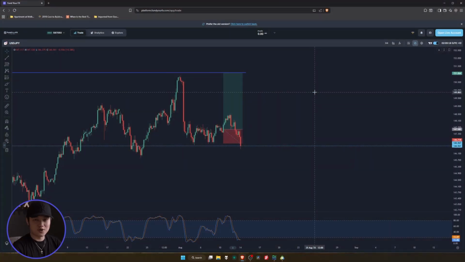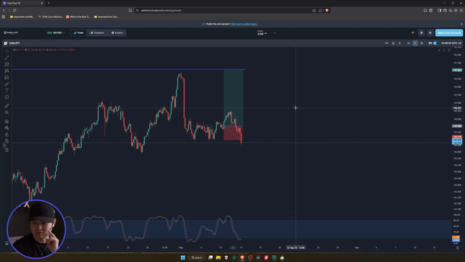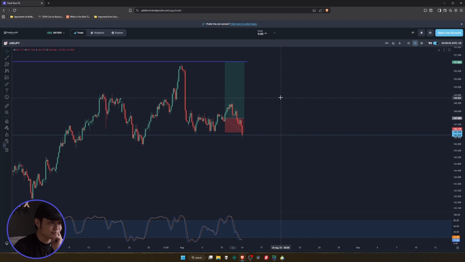What is the problem here? What is my trade mistake that cost me more than $100 in today's trade? So I entered the dollar yen on 11th of August. Yes, I entered on 11th of August, so it was 3 days ago.